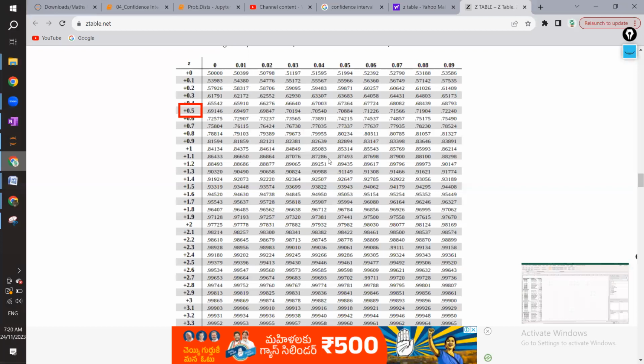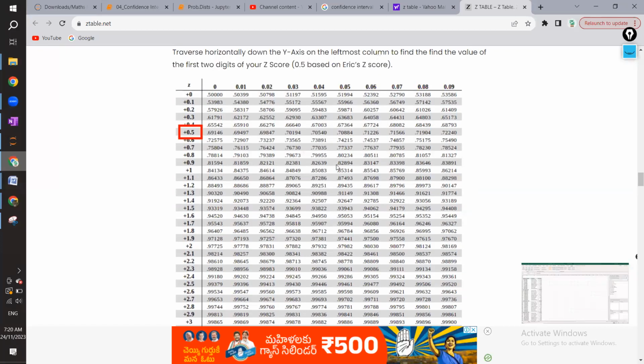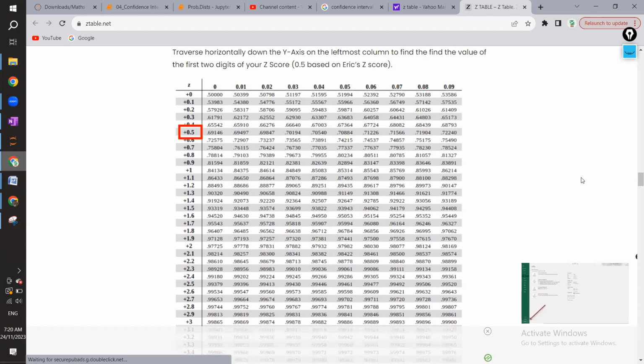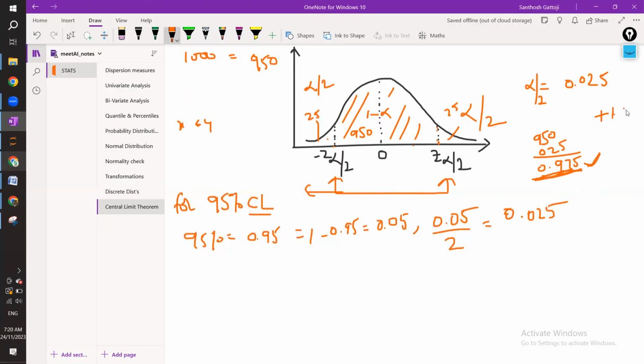Okay, so if you see here, can you see this 0.975? Yes, Santosh. Plus 1.9, and at the top what you have is 0.06. So 1.9 plus 0.06 will give you 1.96. So my Z alpha by 2 is 1.96.